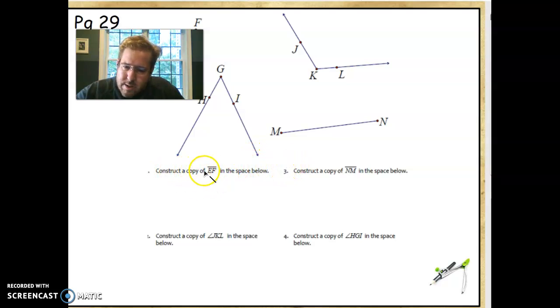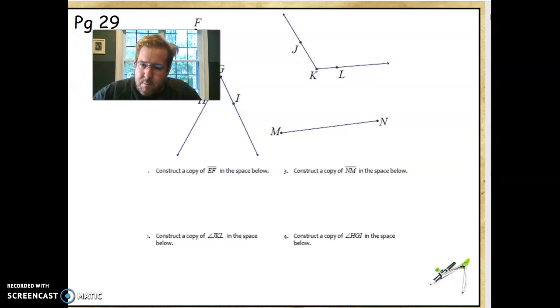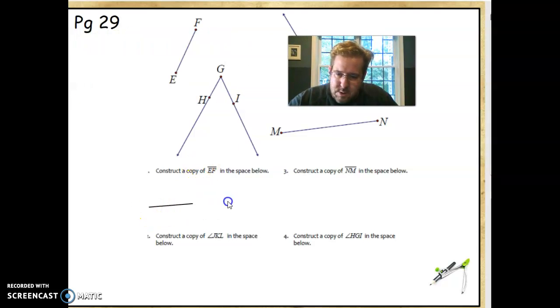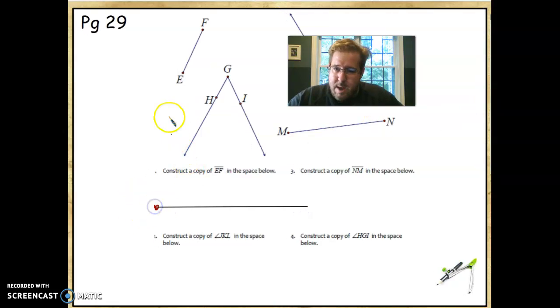It says construct a copy of EF. Okay, let me move myself here. So first thing I'm going to need to do is provide myself a line segment. I'm going to put a point and call this endpoint E prime.